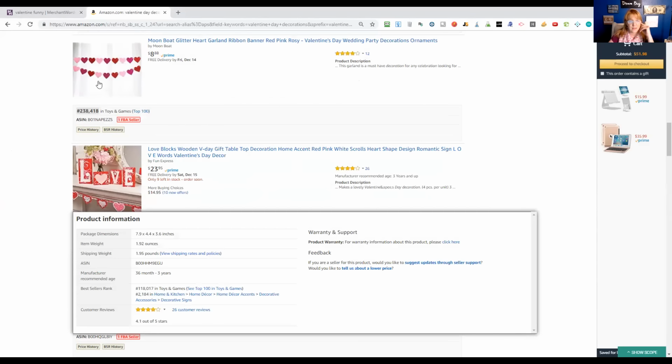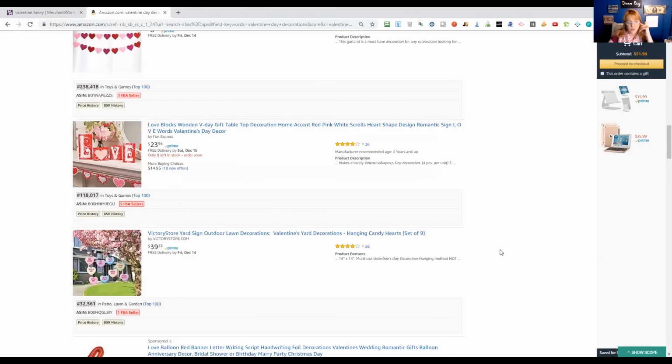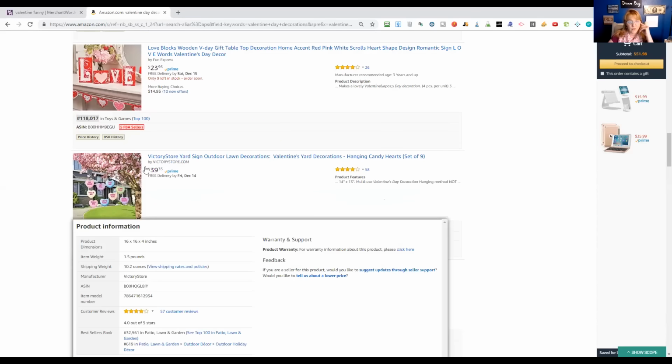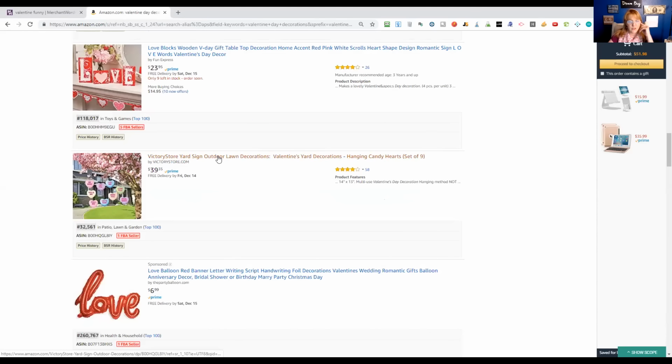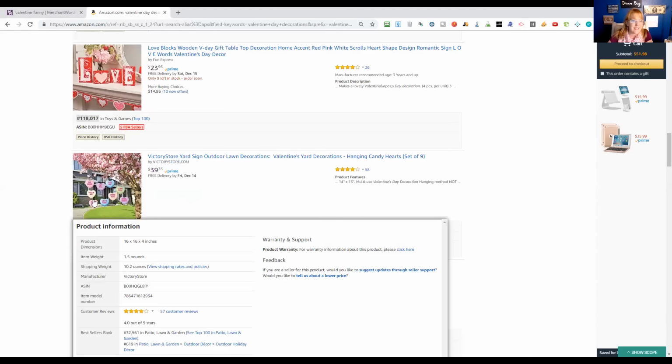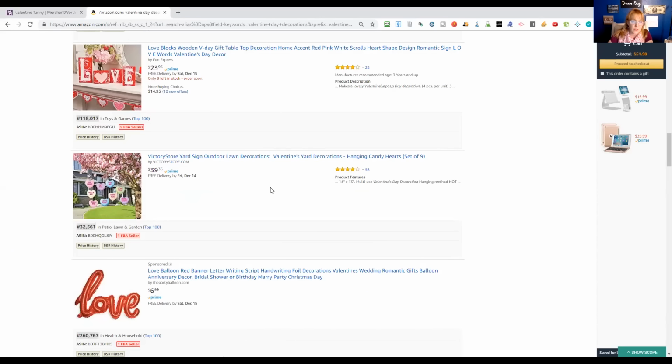Again, a lot of these images are breaking Amazon's terms of service. These guys here, the yard sign outdoor lawn decorations. How fun is this? Look at these hanging candy hearts, set of 9 for $40. Now, what if you put that together with some twinkle lights that you can put around the trunk of that tree as your bundle? These candy hearts are really cute. In fact, I'm probably going to have to go buy them for myself. There we go. I'm an easy sell, right?